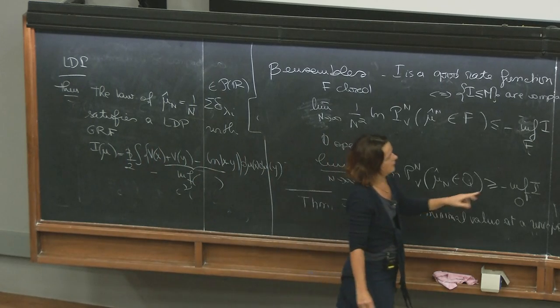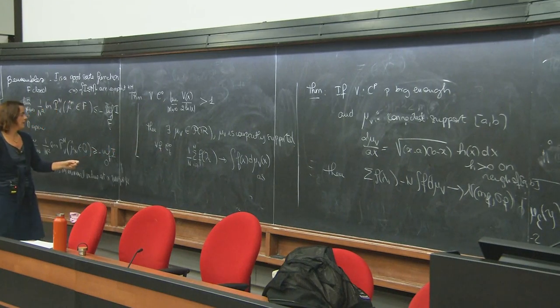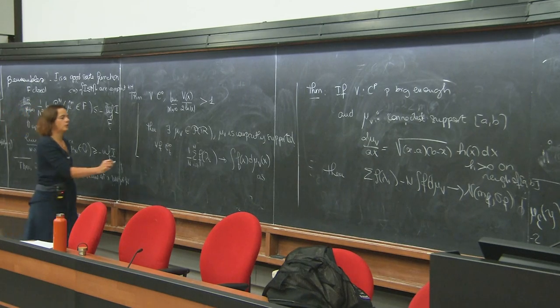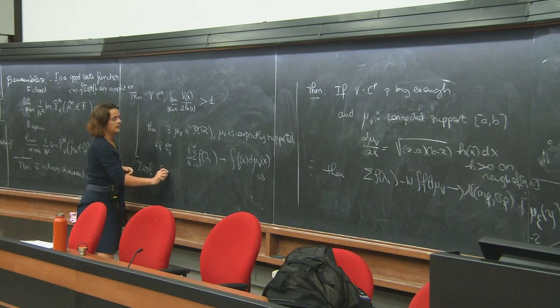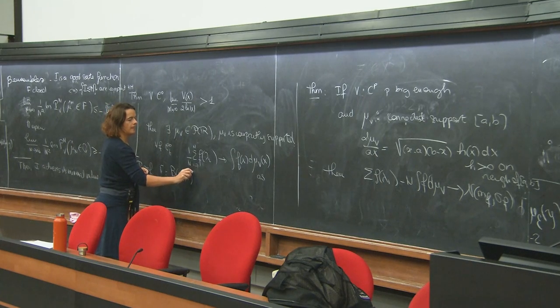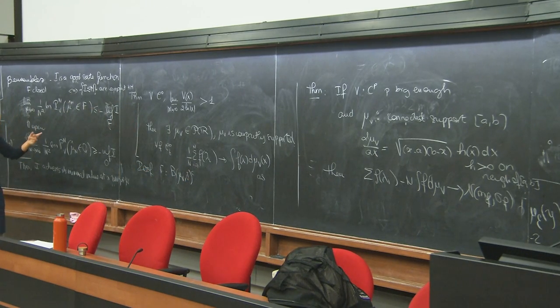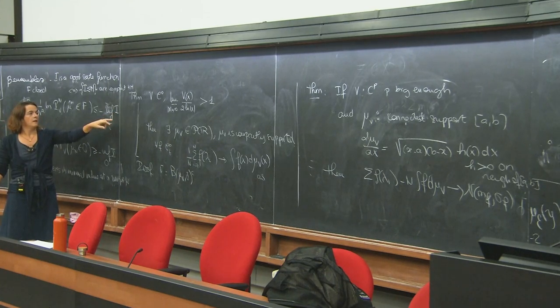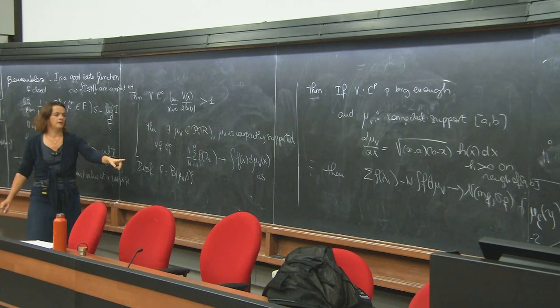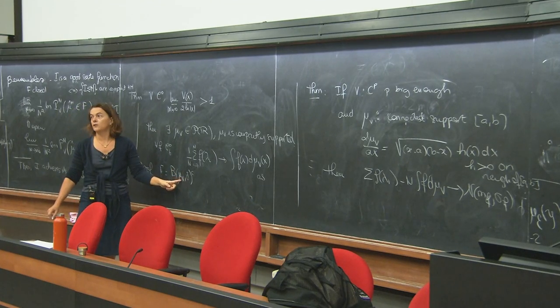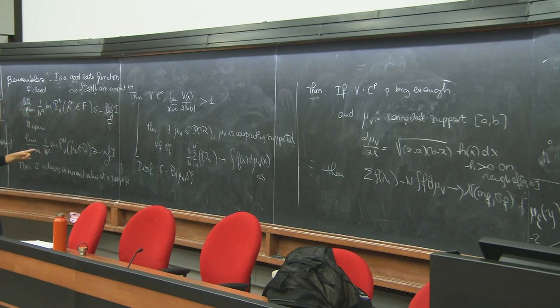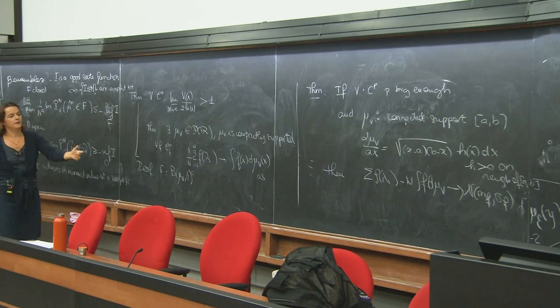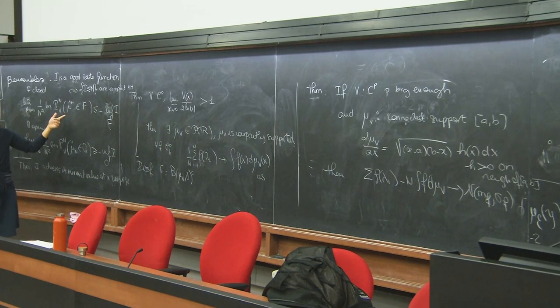And why do you deduce this type of result from that? The point is that the proof is to take F to be the complement of a ball at mu V. In this case, you see that this will be strictly negative, because I has to achieve its infimum, and the infimum is taken on this closed set which does not include its minima. So it will be strictly positive, because at the minima, since you just subtract the infimum, it's zero. So for any such ball, this probability is decaying like exponential minus n squared.